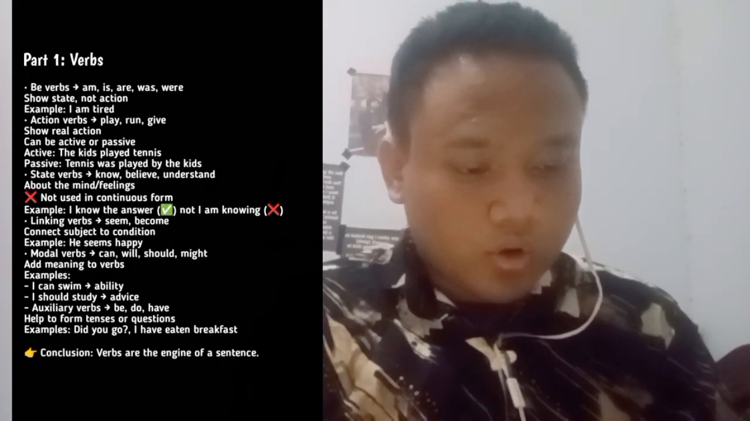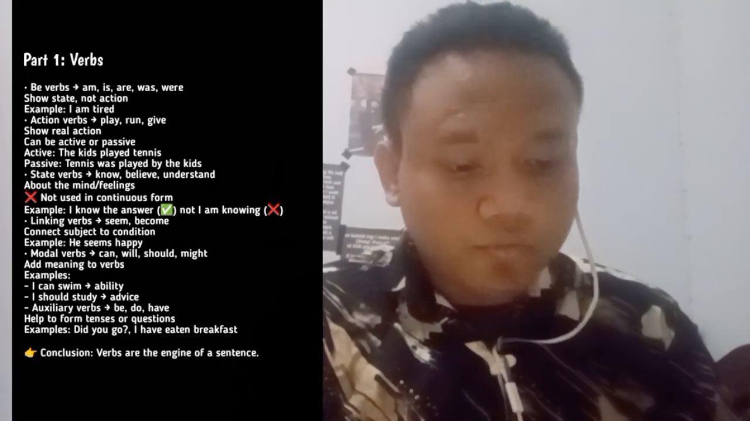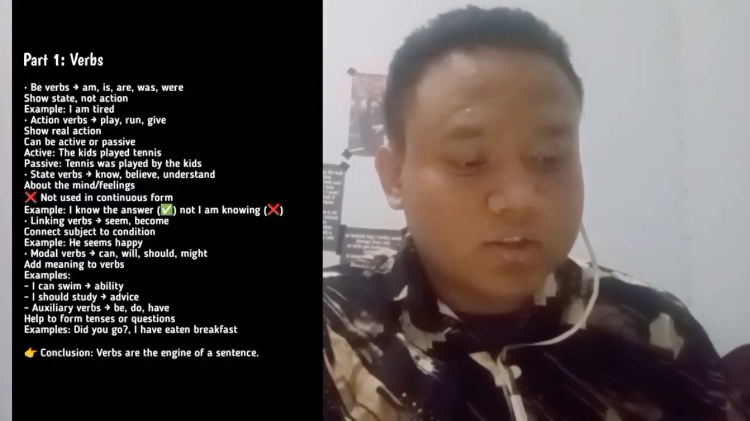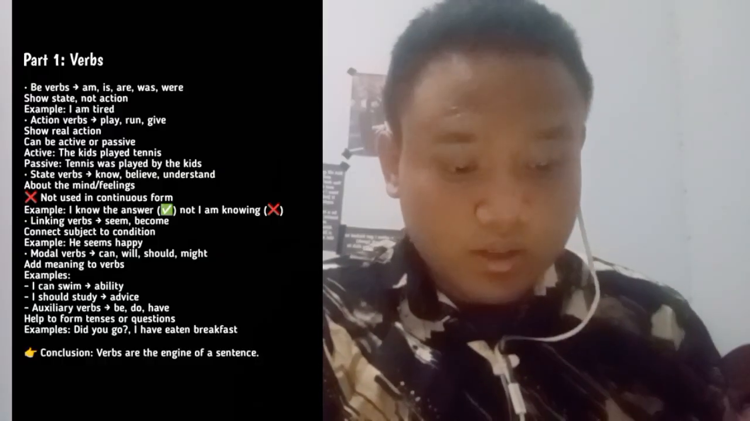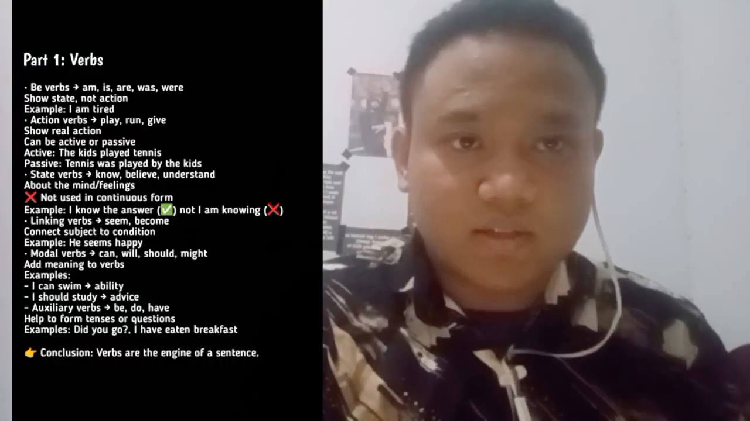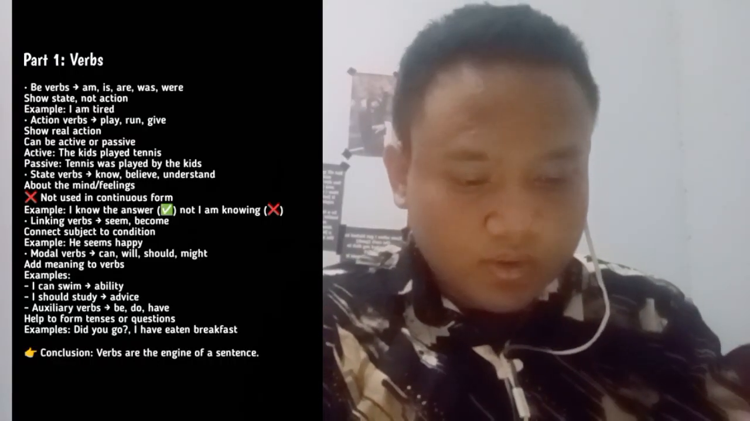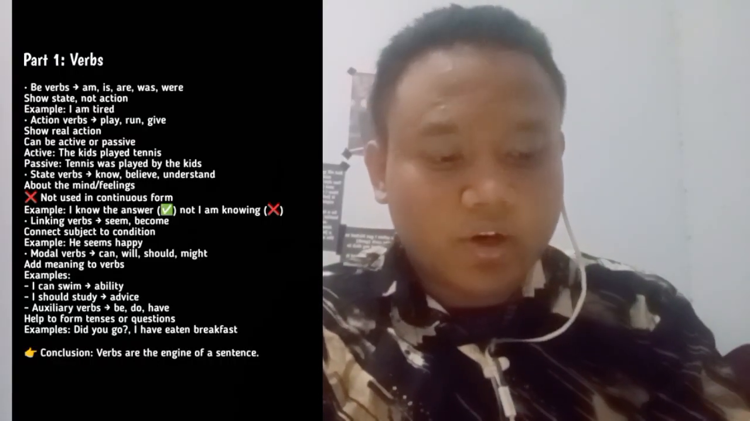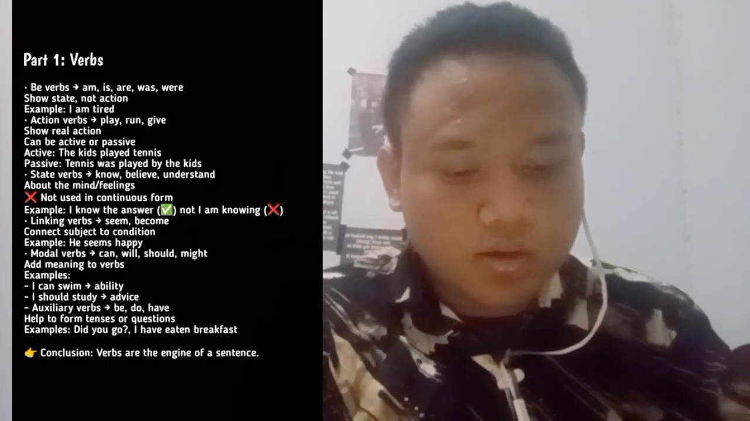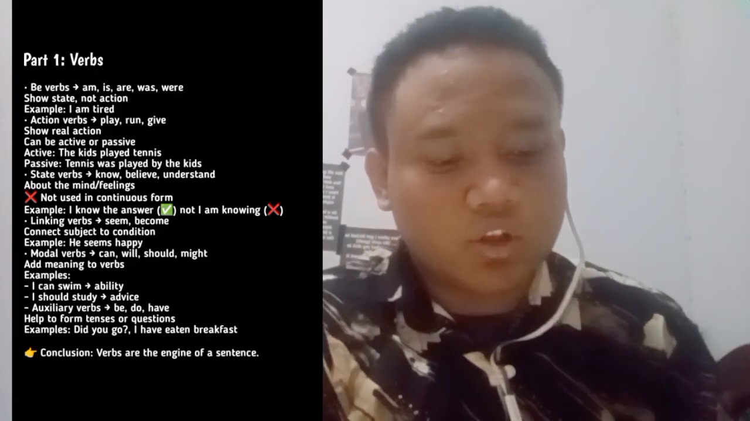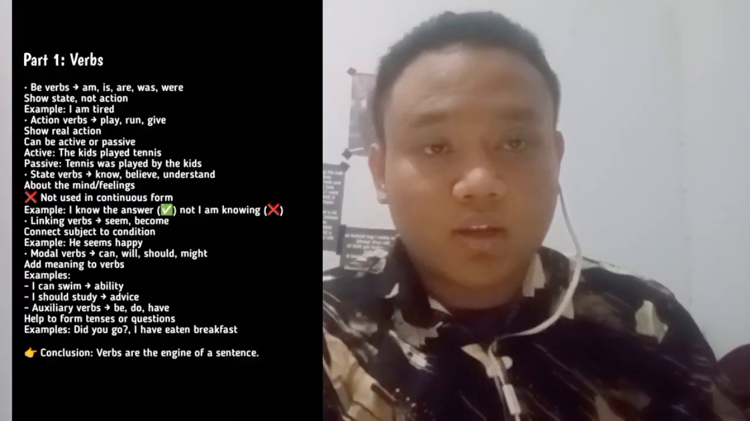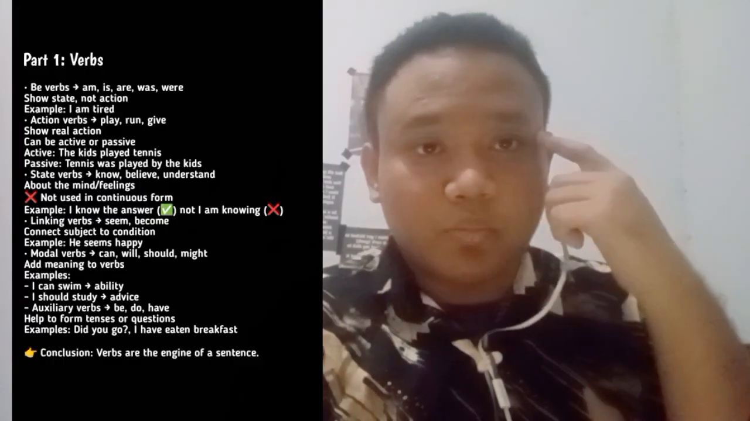Alright. So, action verbs can be active or passive. For instance, the kids played tennis. It is active, but tennis played by the kids, it's passive. Alright. Then, there are state verbs like know, believe, understand. These are about the mind. We don't use them in continuous form. It is special because it takes place in the mind.